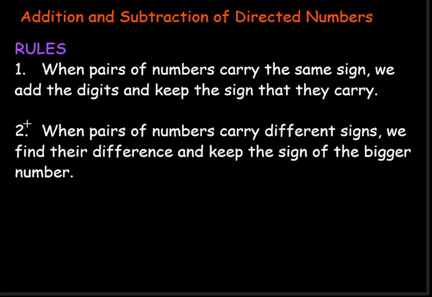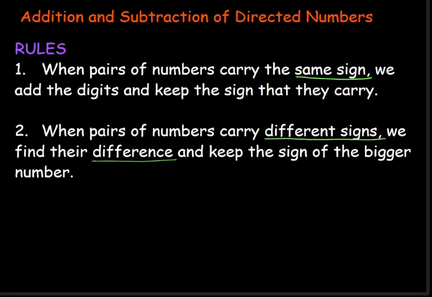So let's see. When pairs of numbers carry the same sign, please look at this. It's just simple. Rule one talks about the same sign. Rule two talks about different signs. When pairs of numbers carry the same sign, what do we do? We add the digits, add the numbers, and keep the sign that they carry. When pairs of numbers carry different signs, we find the difference and keep the sign of the bigger number.